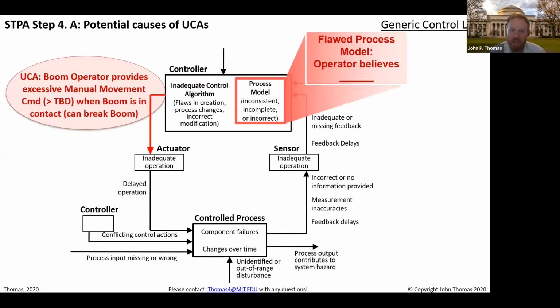All right, I just want to look at a couple operator scenarios, and then we'll be done with this exercise. Let's look at the boom operator. So the boom operator provides manual movement command when the boom is in contact. Remember we said that earlier? We said if the boom is providing these commands, now maybe they might reason and say, well, it should be ignored if we're in contact. But why would they do this? Why would they actually think that this is a good idea to provide?